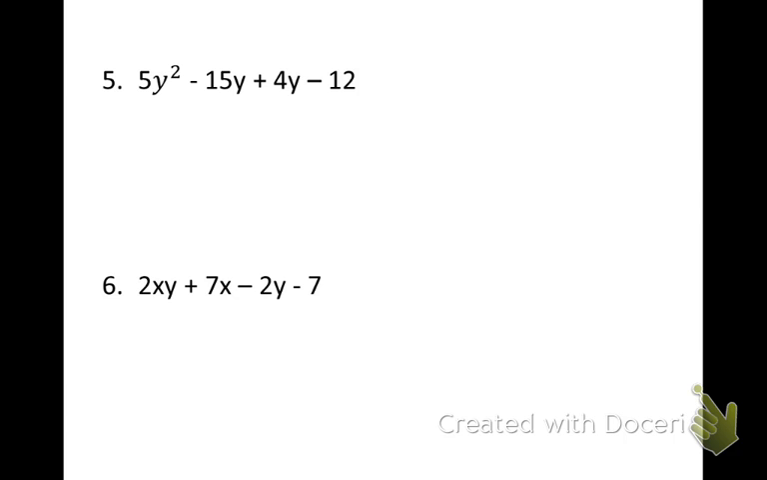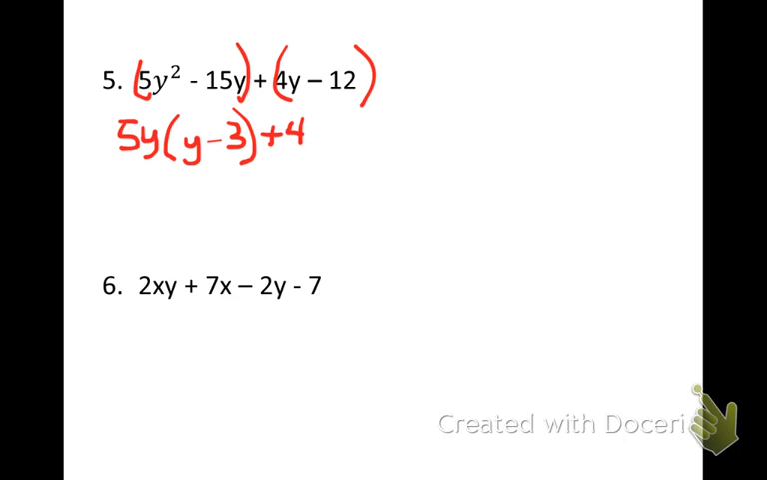Again, if I got 4 terms, nothing in common in everything, so I want to look to group, and again, these first 2 have something in common, these have something in common. So here I can factor out a 5y. It leaves me with y minus 3. Here I can factor out a positive 4. It leaves me with y minus 3.